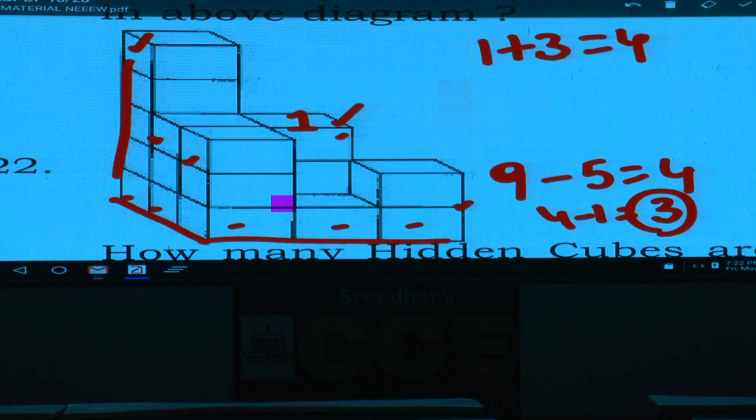Clear now? Question number 22, there are 4 hidden cubes. 22.